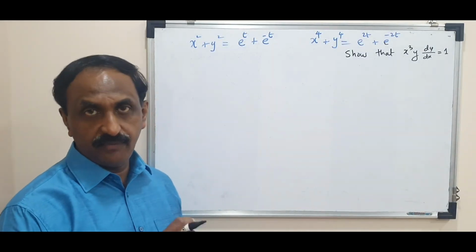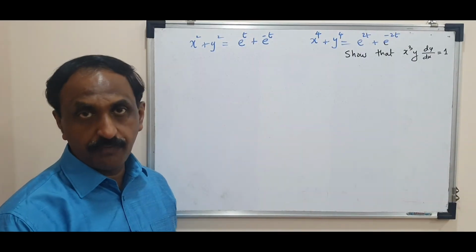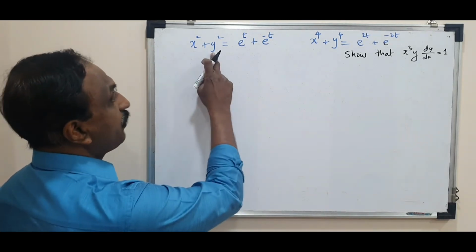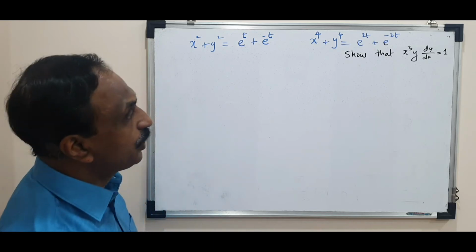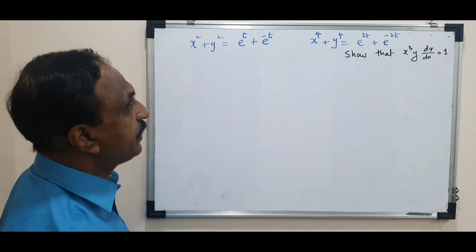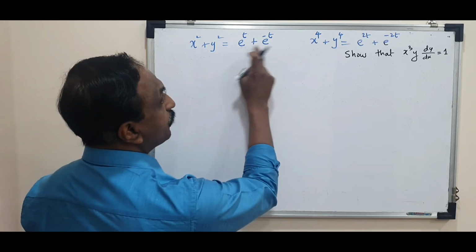To eliminate t in a very special way, there's no trigonometric function here. We use algebraic formula to eliminate t. The answer should be in x square, y square, x raised to 4, y raised to 4. There's no t in it. So first you have to eliminate t. You notice that they are reciprocal of each other.